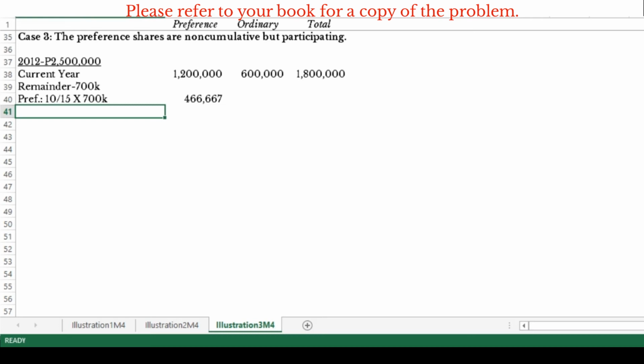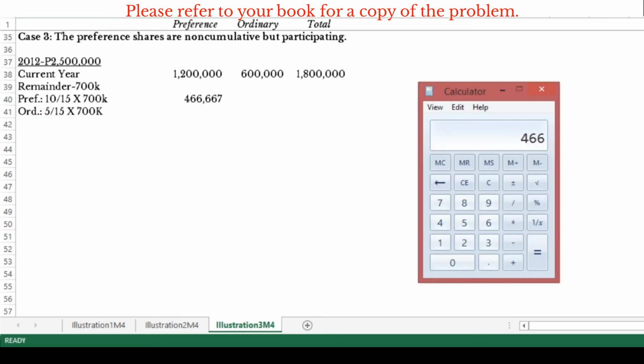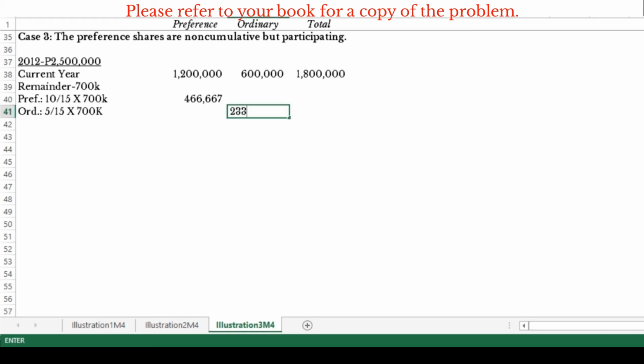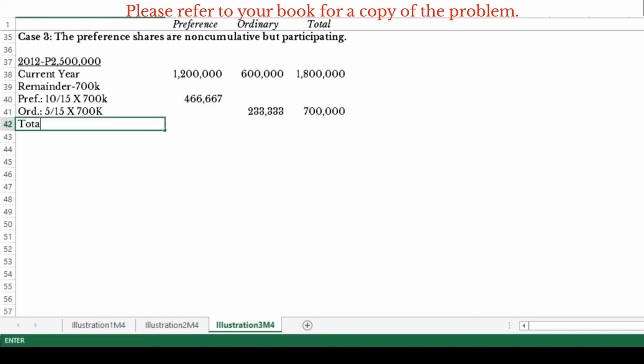Then for the ordinary, so we will just follow the same computation. This time we have 5 million total par value of ordinary shares over the total par value of both preference and ordinary shares, 15 million times 700,000. So magkano ang share ni ordinary shares? That would be 700,000 times 5 over 15. So that would be 233,333. So ang total po niyan, of course, should be 700. Let's see. Ayan, 700,000. So yan na po yung total na lang natanggap.